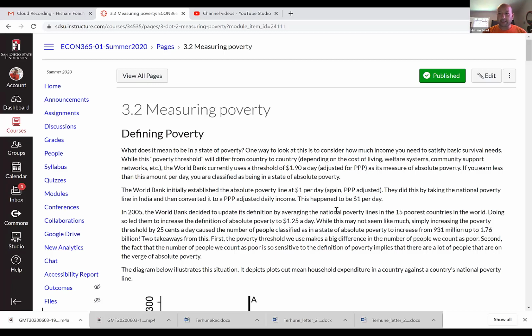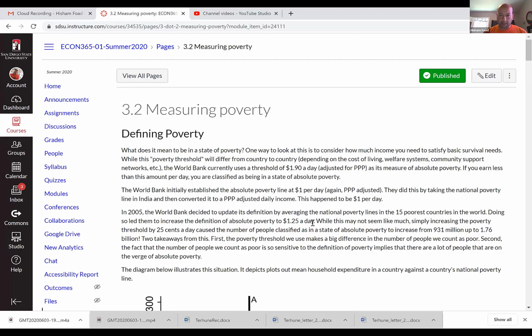Okay, so the first thing we need to do is come up with a definition for poverty. And you can think of a number of different things in terms of what it actually means to be in a state of poverty. The first thing that we're going to do is basically say, all right, how much income do you have to satisfy basic survival needs? If you have less income than that, then that's what we're going to say is your income potential based measure of poverty. So the World Bank currently uses a threshold of $1.90 a day adjusted for differences in living costs between countries to measure what they call absolute poverty.